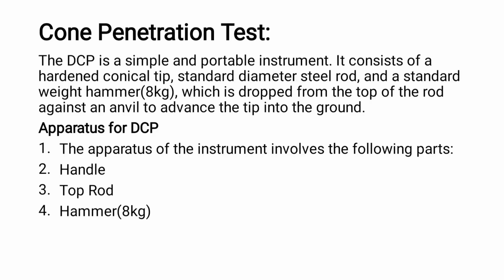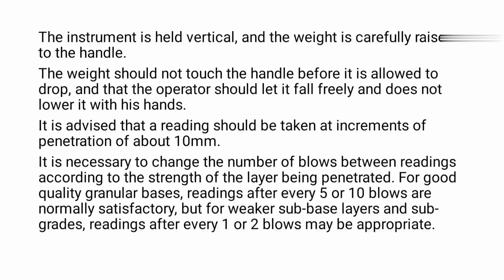So, next one is cone penetration test. Cone penetration test is simple and portable. It consists of a hardened conical tip, standard steel rod and a hammer weighing about 6 kg. It is dropped from the top of the rod against an anvil to insert the cone into the ground. The apparatus required for DCP are handle, drop rod and hammer.